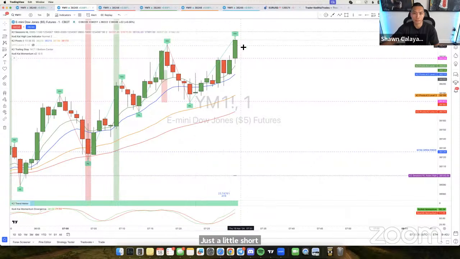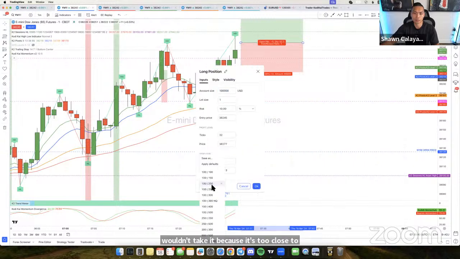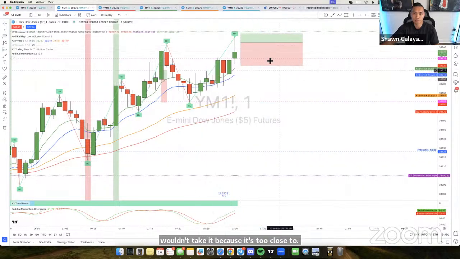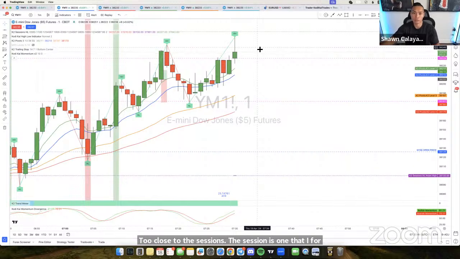There's a possible high-low scalp here, but again, I wouldn't take it because it's too close to the sessions. The sessions is one that I for sure would avoid. I wouldn't mess with the sessions.